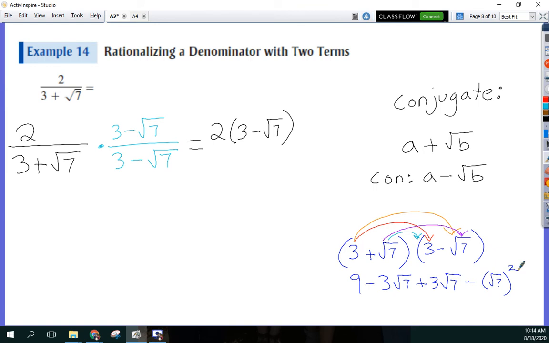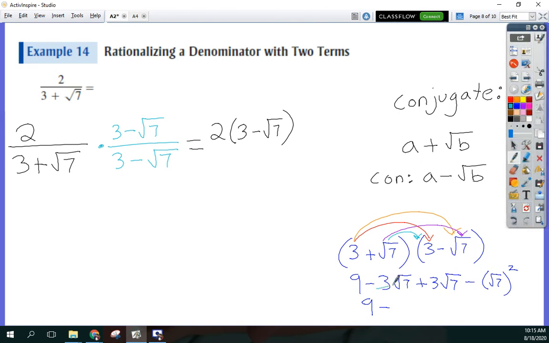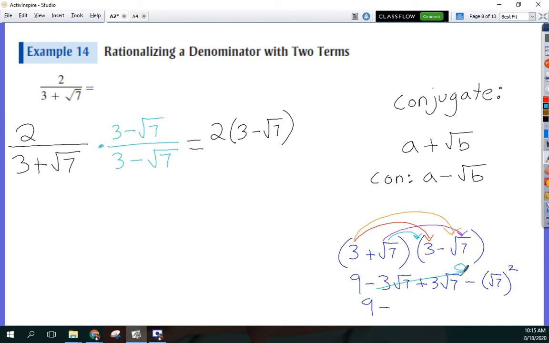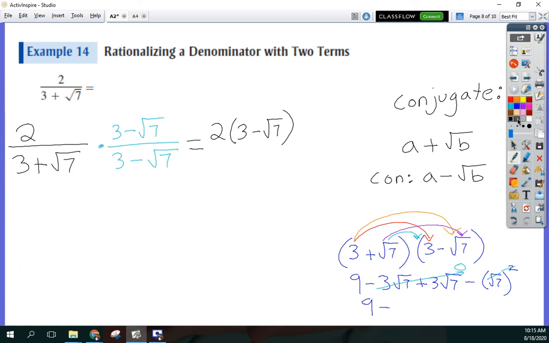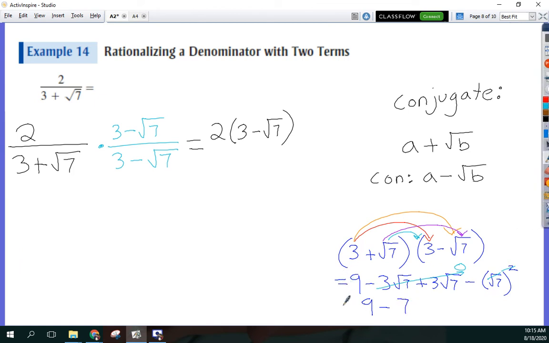Well, if we notice, that negative square root of 7 squared, the square root and the square are going to reduce each other. And I have a negative 3 square roots of 7 and a positive 3 square roots of 7. So those are also going to reduce each other to 0. So those are going to go to 0. We're just left with 9 minus 7. And 9 minus 7 is going to give us 2.